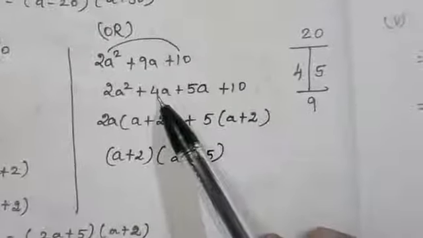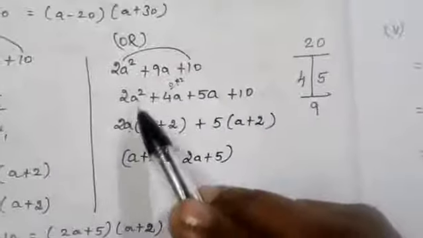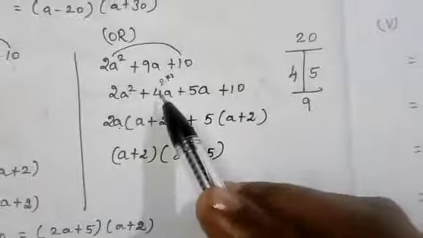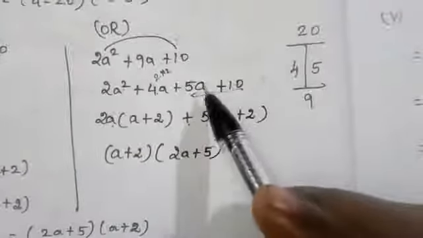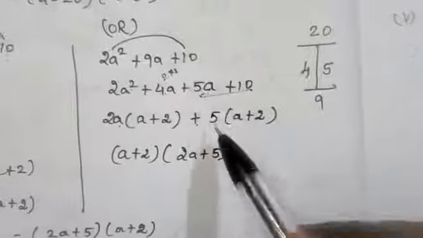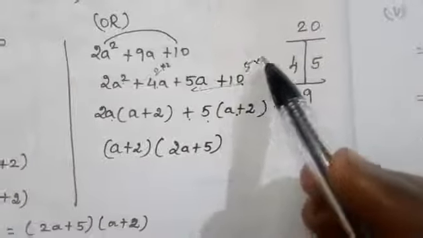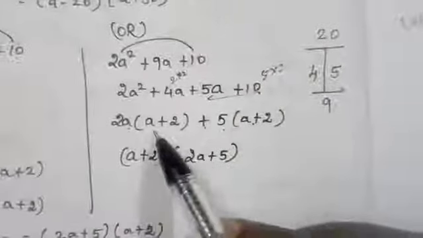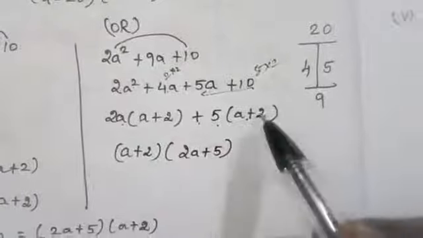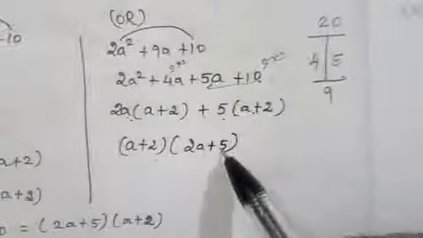In the first two terms, 2a is common, since 4 is 2 into 2. So take 2a outside. Here the remaining is a, and here the remaining is 2. Plus, compare the next two terms: 5 is common, so take 5 outside, a is remaining, and since this is 5 into 2, 2 is remaining. Now consider these two terms: a plus 2 is common. Take a plus 2 outside, and the remaining is 2a plus 5.